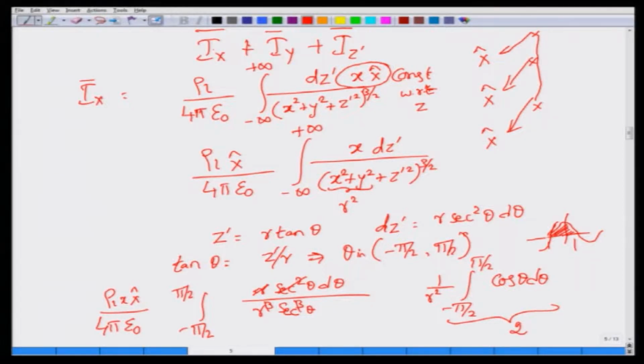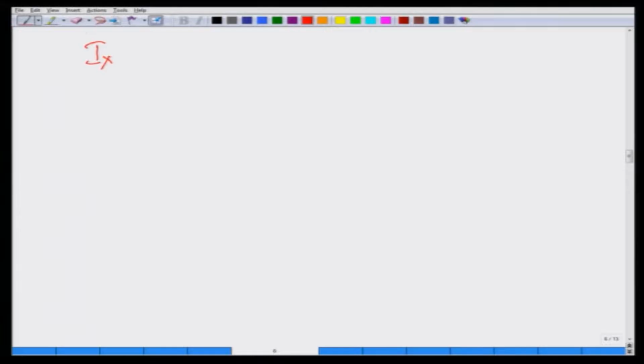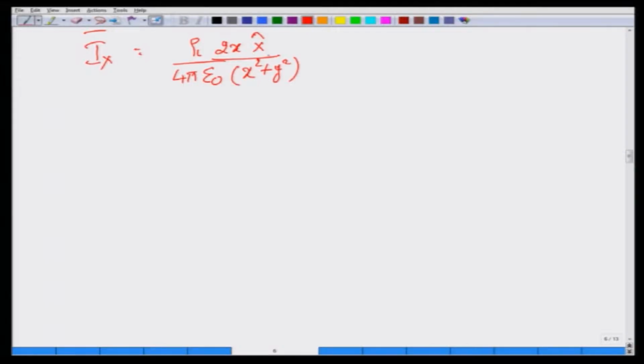So the result of all this for Ix, let me write down the value of Ix in the next slide. So Ix is actually given by rho L by 4 pi epsilon 0, there is an r square in the denominator, and in the numerator I get 2x x hat. Okay. And what is r square? r square is nothing but x square plus y square.